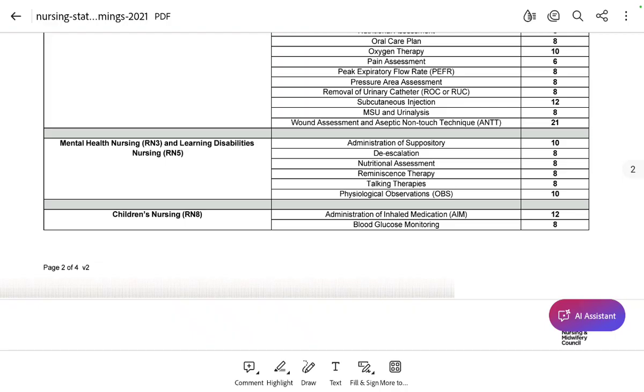The administration of suppository and psychological observations, physiological observations, sorry, it is for 10 minutes. The de-escalation, nutritional assessment, reminiscence therapy, talking therapists are 8 minutes each.